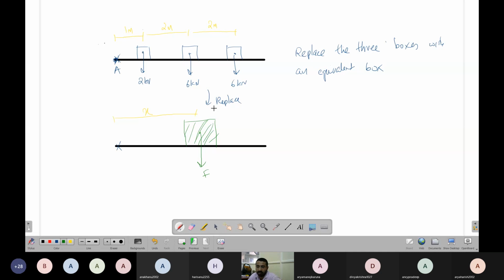What is the equivalency? Equivalency എന്ന് പറയുന്നത് എന്താണ്? അതായത് ഈ 3 ബോക്സിന്റെ എന്തൊക്കെയാണോ എഫക്റ്റ് അത് ഈ ഒരു സിംഗിൾ ബോക്സ് തരും. അതാണ് നമ്മൾ equivalency എന്ന് പറയുന്നത്. Okay. So whatever is the effect of these 3 boxes, that will be given by this box.